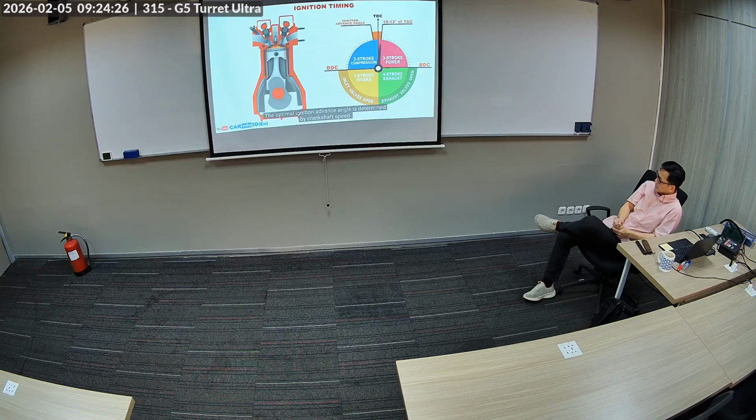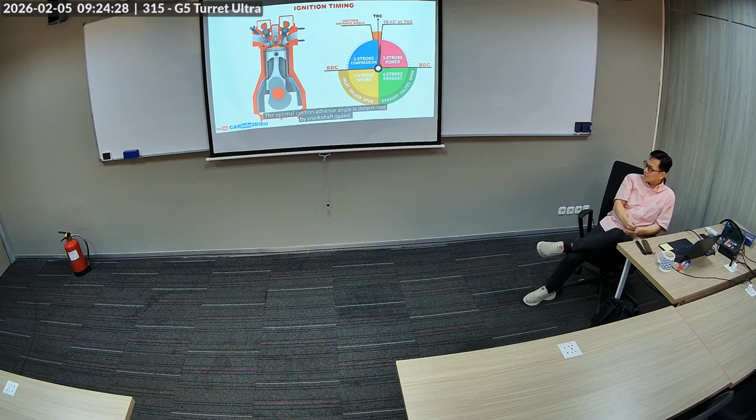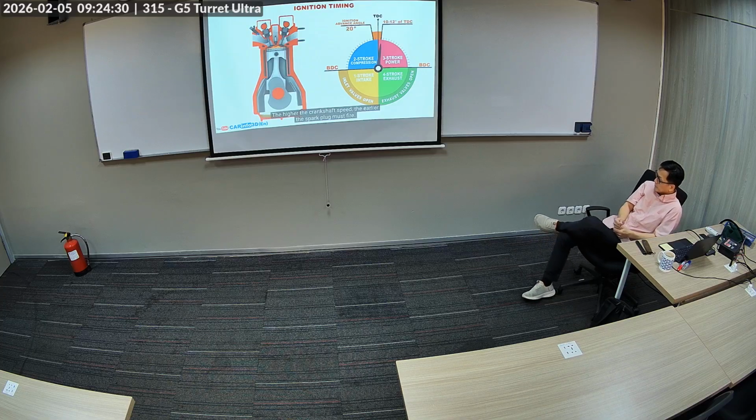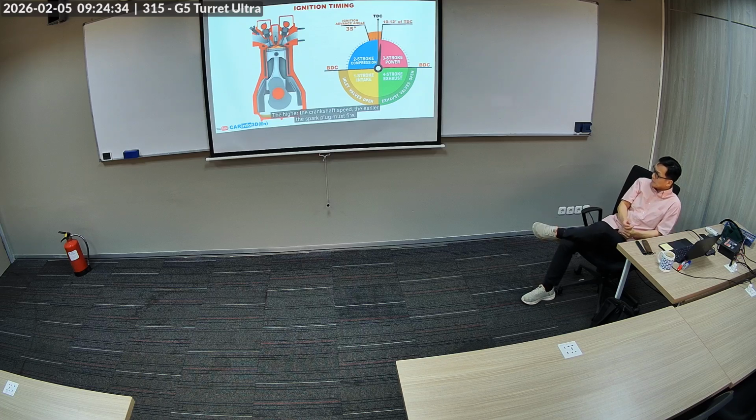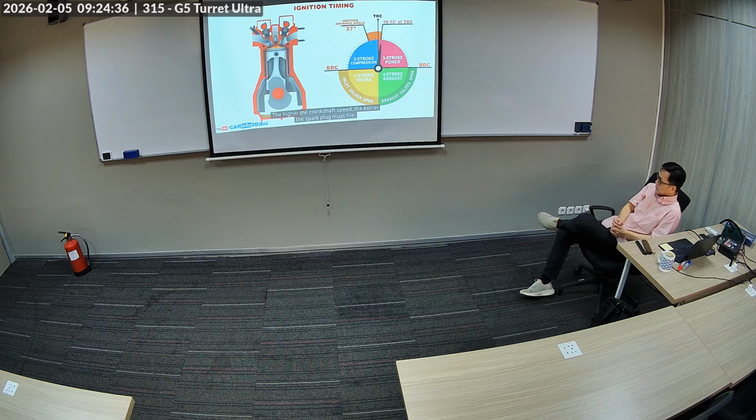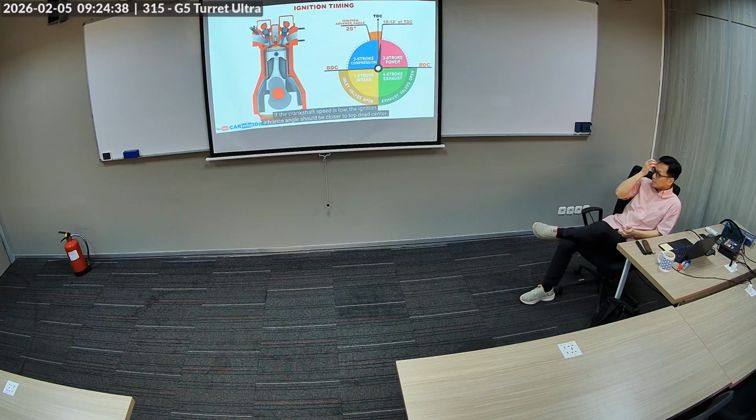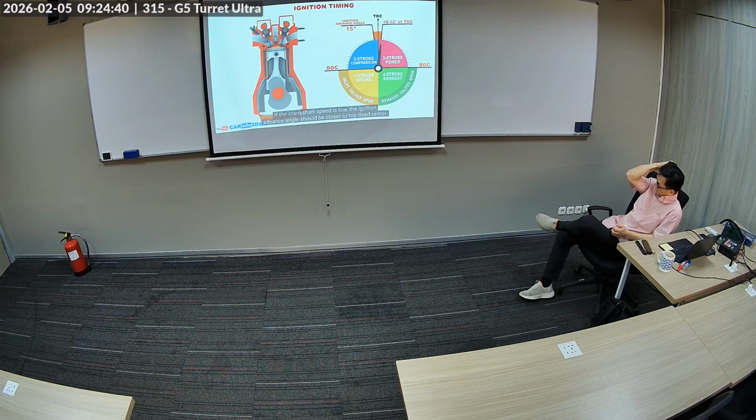The optimal ignition advance angle is determined by crankshaft speed. The higher the crankshaft speed, the earlier the spark plug must fire. If the crankshaft speed is low, the ignition advance angle should be closer to top dead center.